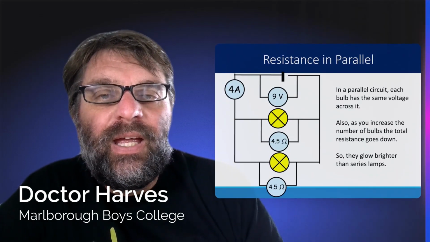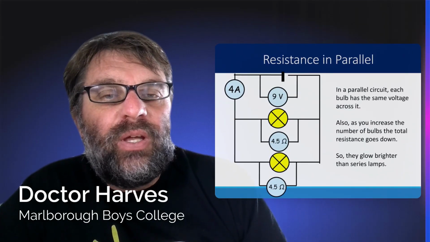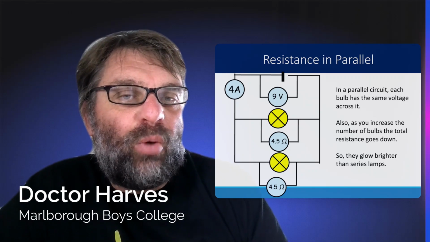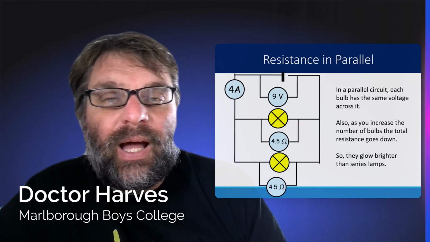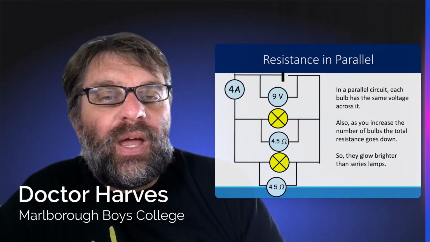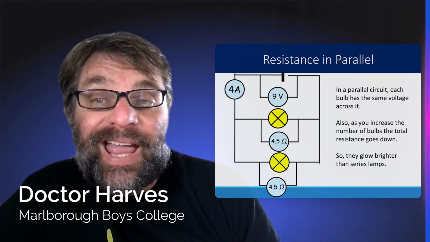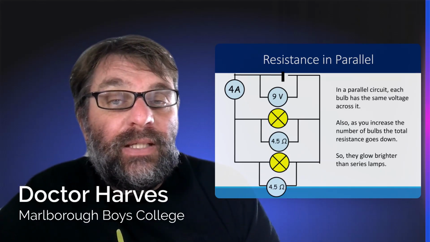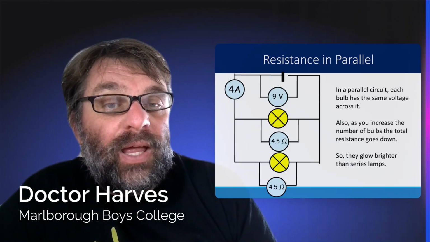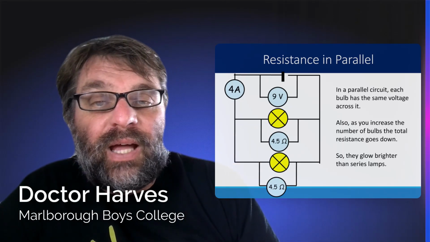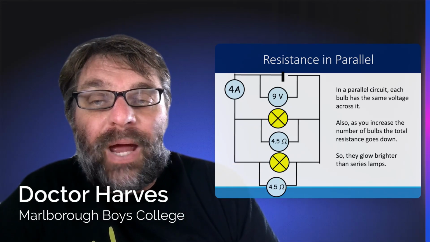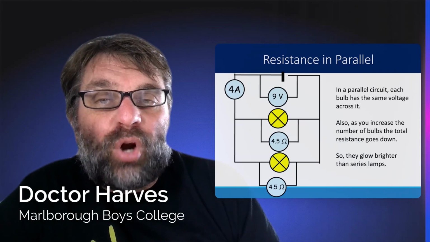And then conversely, in a parallel circuit, each bulb has the same voltage across it. We already know that. So as you increase the number of bulbs, the total resistance of the circuit actually goes down. So this is the reason why when you place bulbs in parallel, they glow brighter.